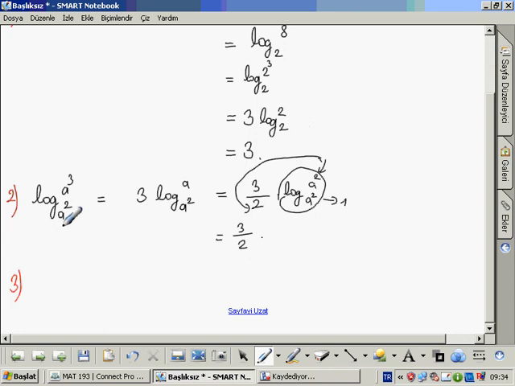Third example, and this is the simple cancellation example: 3 to the power of the logarithm of 4 to the base 9 equals 3 to the power of the logarithm of 4 to the base 3, over, I use now the 6th law, please look at the 6th law, and over the logarithm of 9 to the base 3.